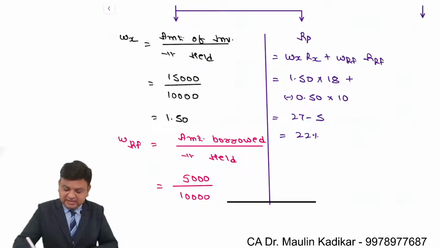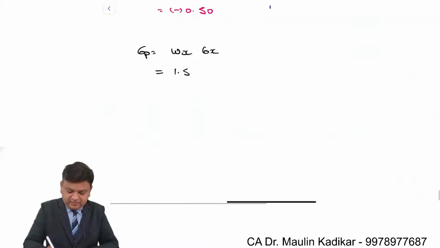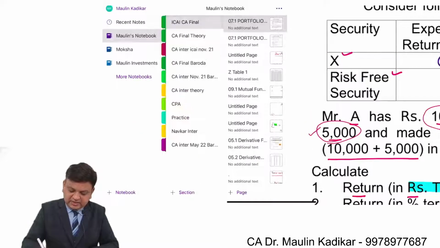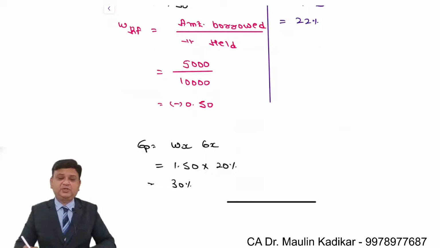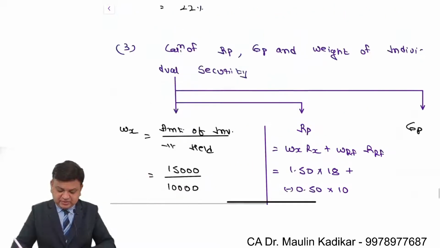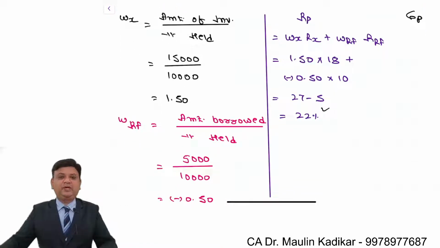And lastly, standard deviation of portfolio. As far as standard deviation of the portfolio is concerned, again it is very simple. It is weight of X into standard deviation of X. What is weight of X? 1.50 into standard deviation of X is 20 percent. So 20 into 1.5 comes to 30%. This is the way standard deviation of the portfolio can be calculated. And dear students, you can see that this 22% answer matches here also. That is the way the return of the portfolio is 22%.